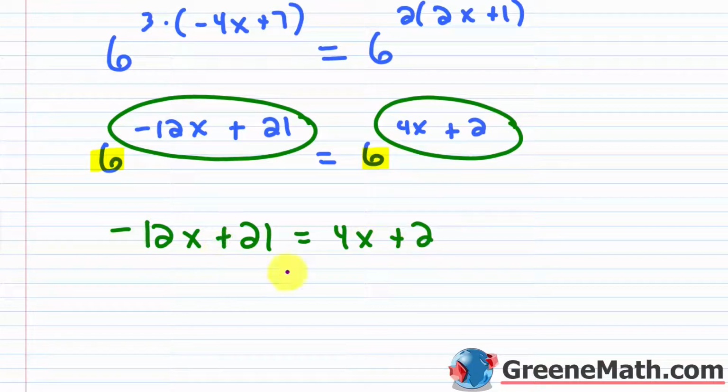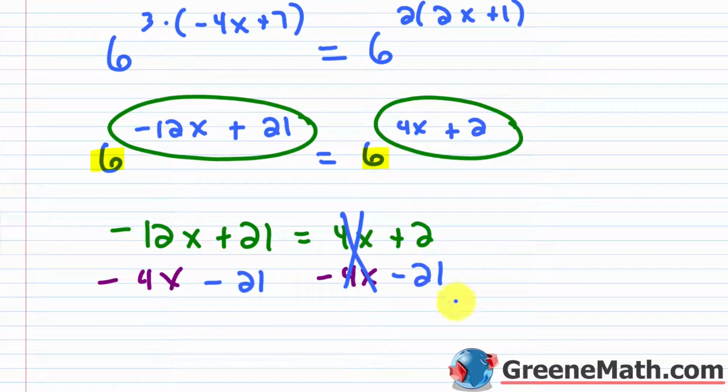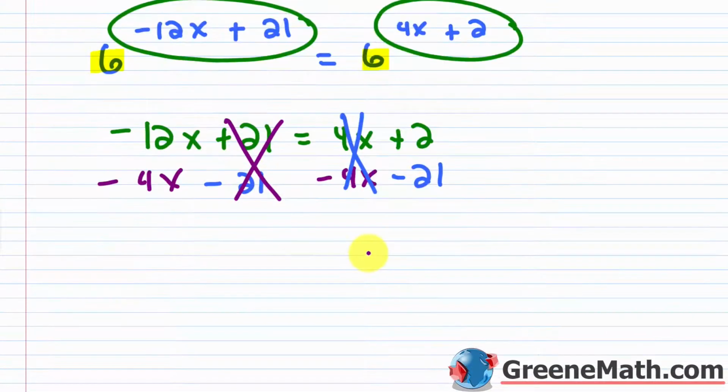I'm going to go ahead and subtract 4x away from both sides of the equation. And this is going to cancel. I'm going to subtract 21 away from both sides of the equation. And this is going to cancel. Let me get more room. So now what I'm going to have is negative 12x minus 4x, which is negative 16x. And this equals 2 minus 21, which is negative 19.